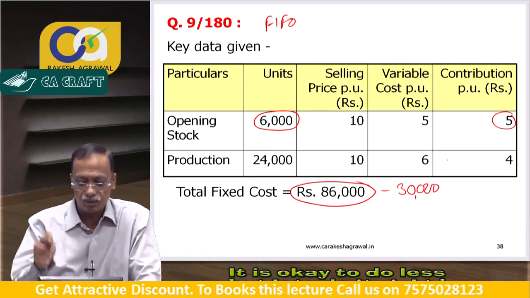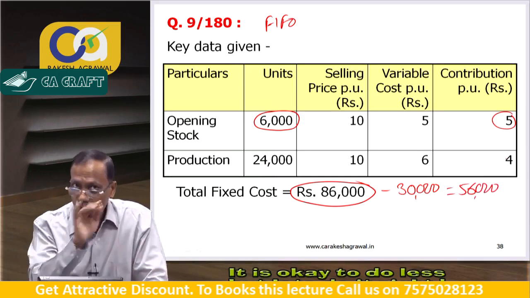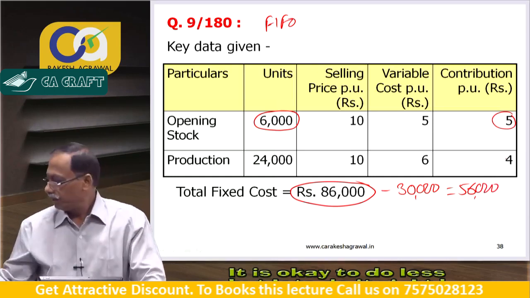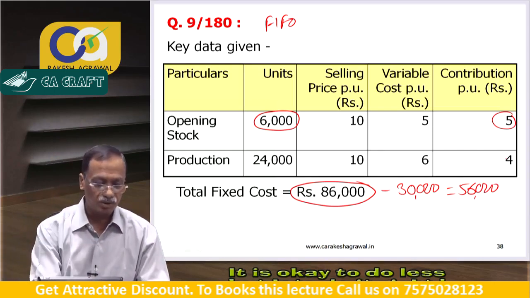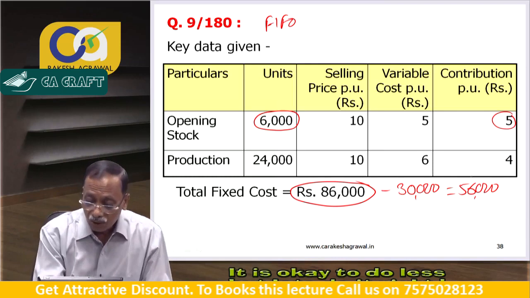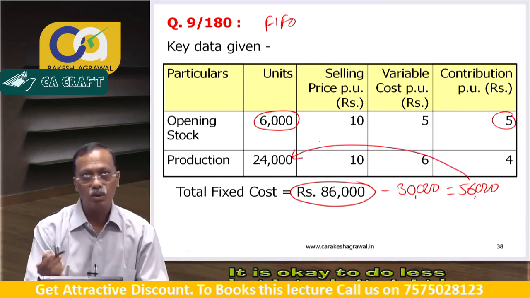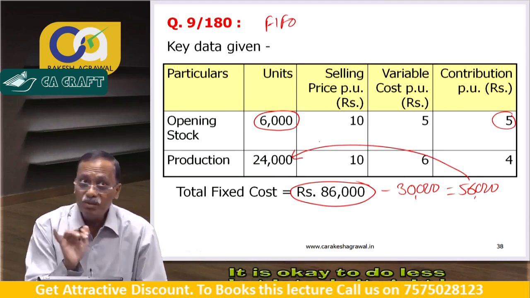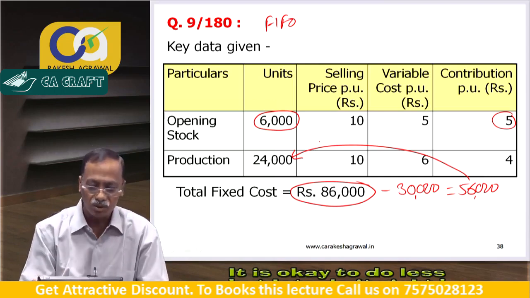First in, first out. How much fixed cost is left to be recovered? 56,000 fixed cost is yet to be recovered. So have I achieved BEP now? No. By selling 6,000 units I am unable to achieve BEP. There is unrecovered fixed cost of 56,000. Now to recover this 56,000 fixed cost, I have to sell the units out of current production. But how many units I should sell out of current production to recover that remaining 56,000 fixed cost?